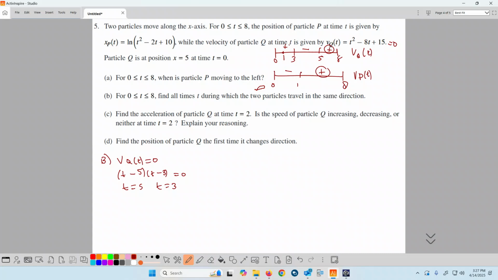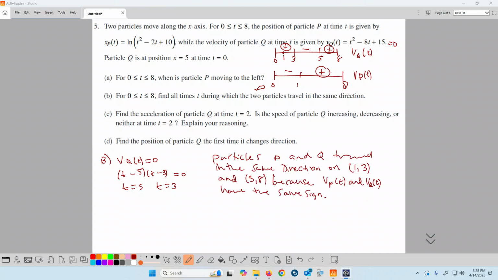Because if 1 is this way, and that's where we know it's negative, from 1 to 3, it looks like it's positive over here. And 1 to 3 is in this range here. So 1 to 3 is also a good answer to go with that interval. Okay, so let's include that as well. All right, so we say both particles move in the same direction for the intervals 1 to 3 and 5 to 8, since the velocity of particle P has the same sign as the velocity of particle Q. So there's the answer nicely written.